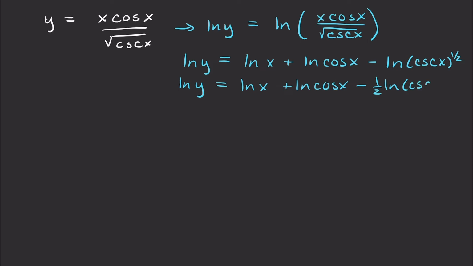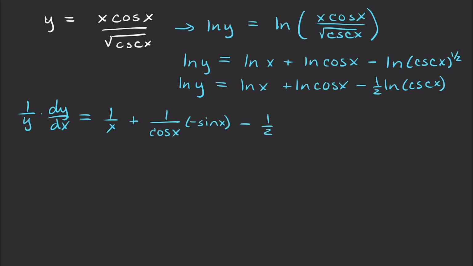And now we're ready to take the derivative, so we get 1 over y times dy dx, as always. The derivative of natural log of x is 1 over x, plus, again, we'll get 1 over cosine x times its derivative, minus sine x, minus 1/2 the natural log of cosecant, 1 over cosecant times its derivative, which is minus cosecant x cotangent x.